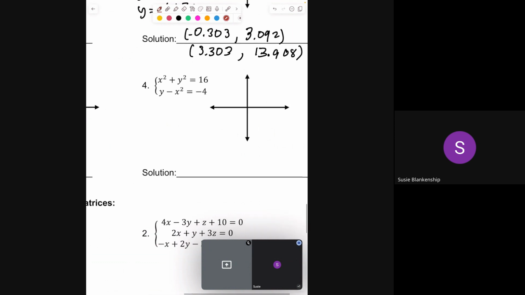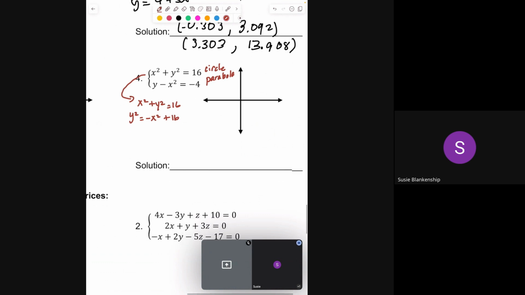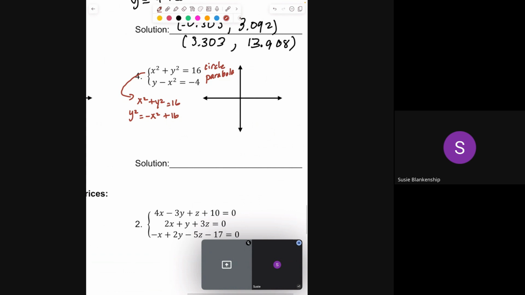So here, again, this time we have a circle and a parabola. Again, they all must be in y equals, not y squared, not x squared. So I'm going to do this one first and solve it for y. I wrote this a different way than the other one, putting the x part first, but it doesn't really matter. Just want to see it's both the same.